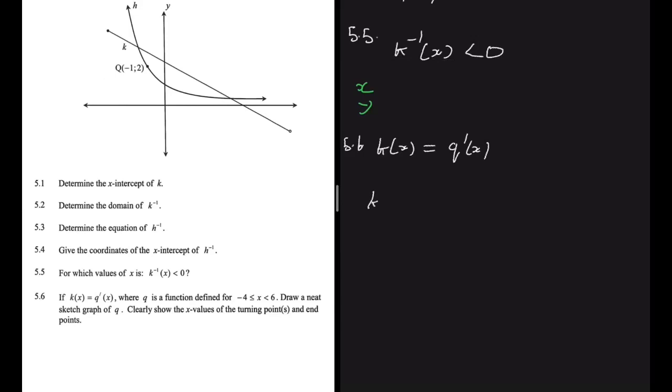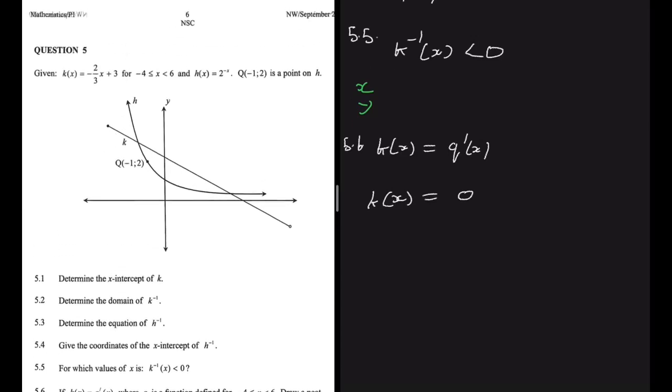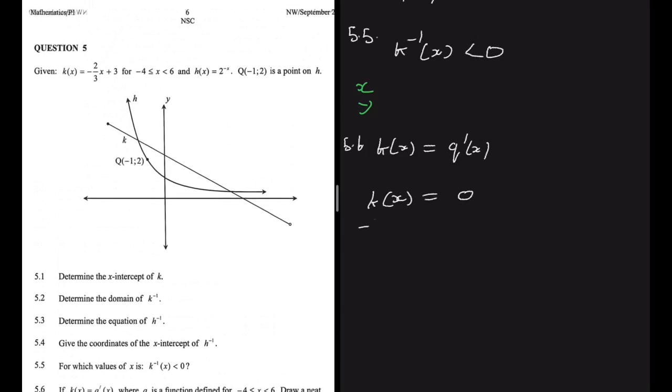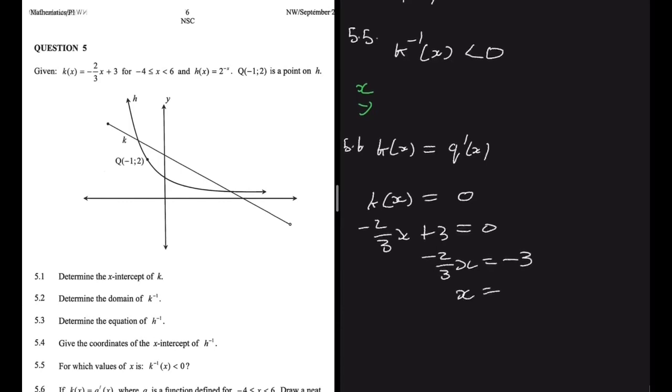We can say that k of x is equal to 0, right? Because k of x is the gradient of q of x. So if we equate k of x to 0, then we're going to find the x value of the turning point, because that's where the gradient is equal to 0. Right. So we're going to say that minus 2 divided by 3x plus 3 is equal to 0. So minus 2 divided by 3x is equal to minus 3. So x is equal to 9 divided by 2, or 4.5.